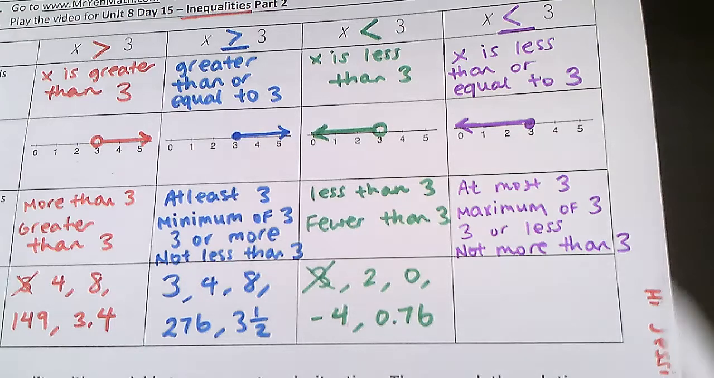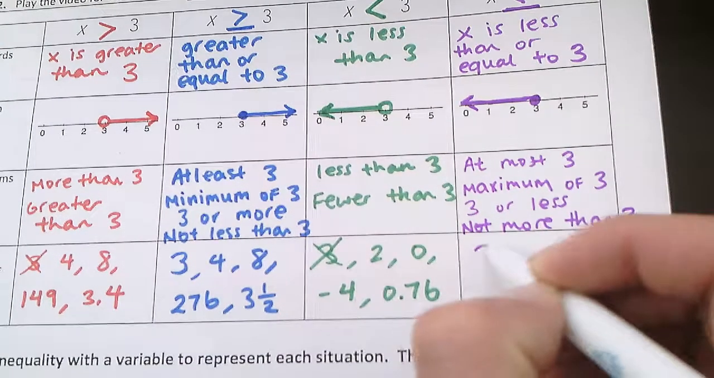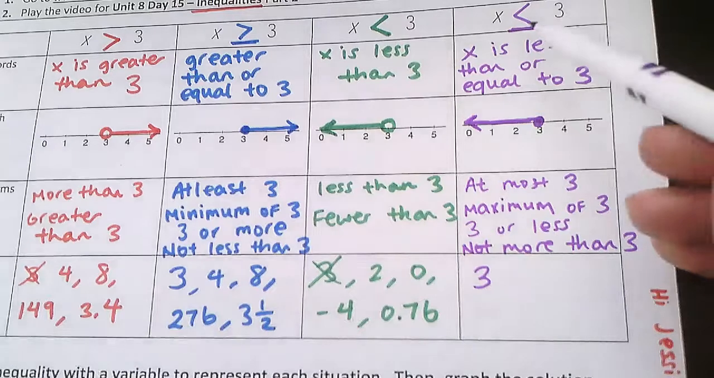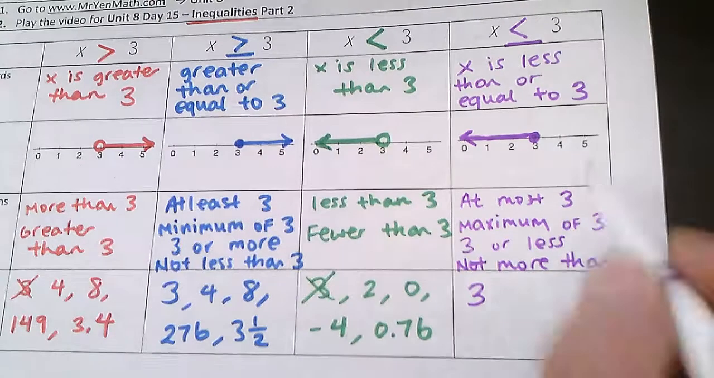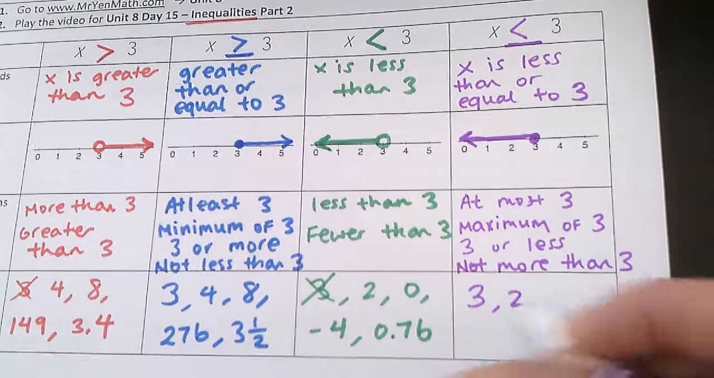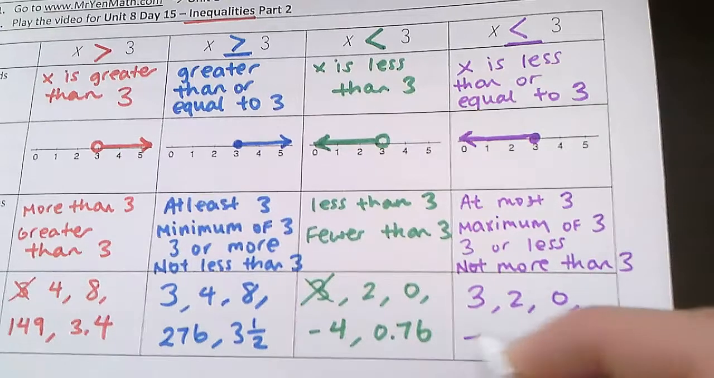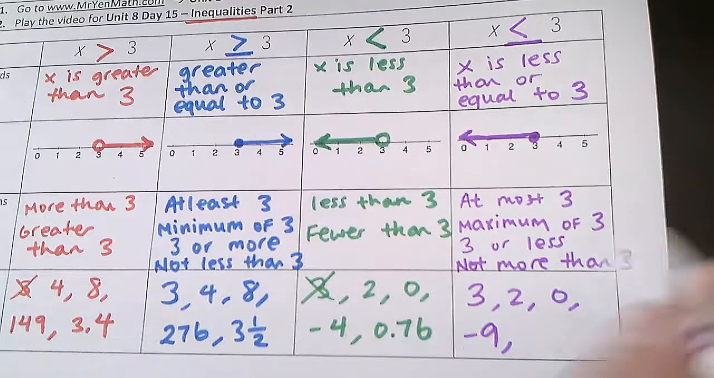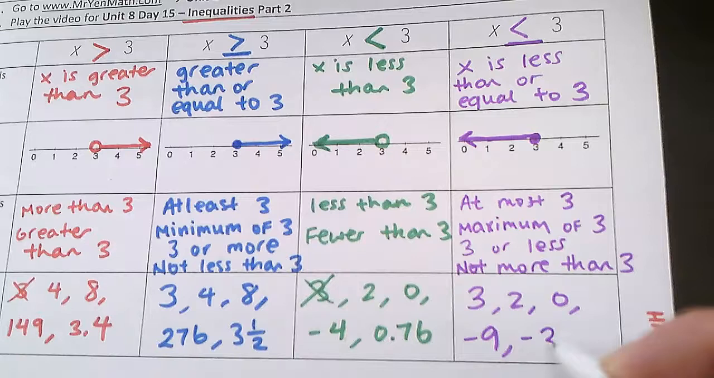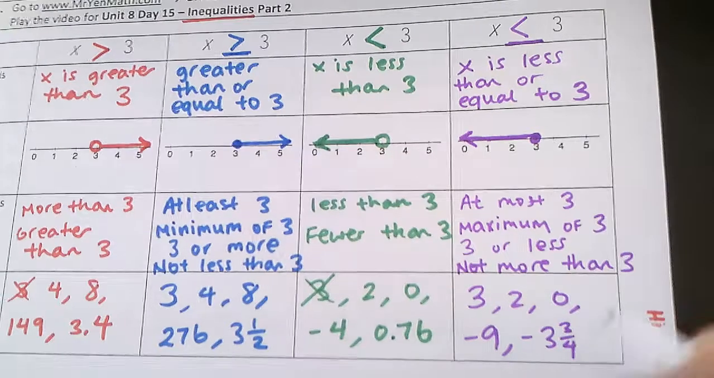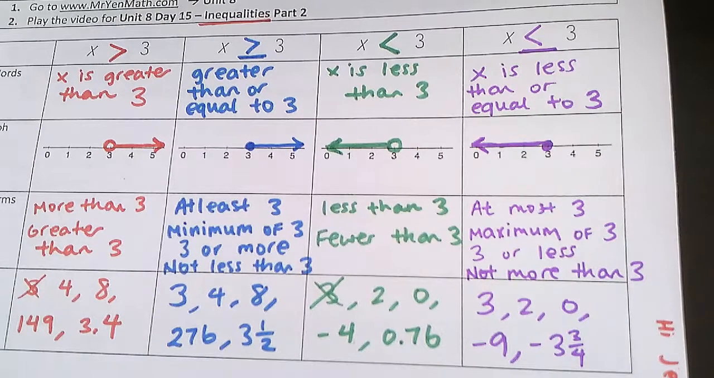And then last possible values: it can be 3, because it can be less than or equal to 3. Or it can be 2, 0, -9, or -3 3/4. Those are all possible values for what x could be.